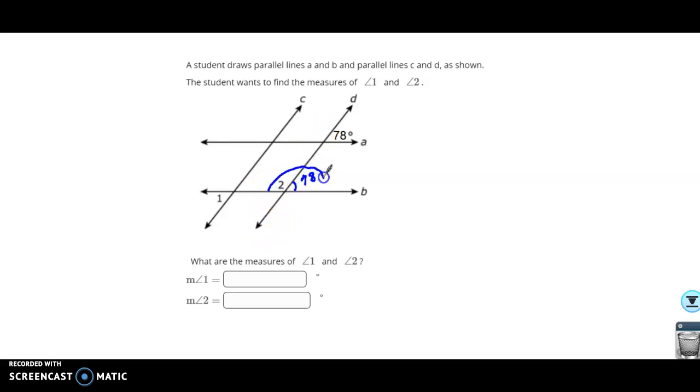These two added together would be 180. So if we subtract 78 from 180, we get 102, which tells us that angle number 2 is 102. Now, angle number 1 is alternate exterior with this one, so angle number 1 is 78.